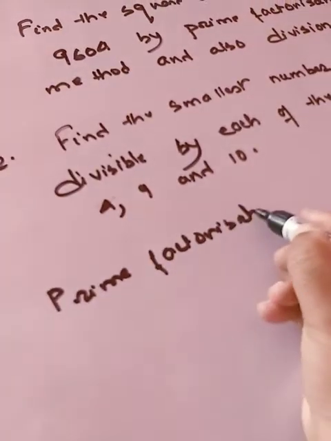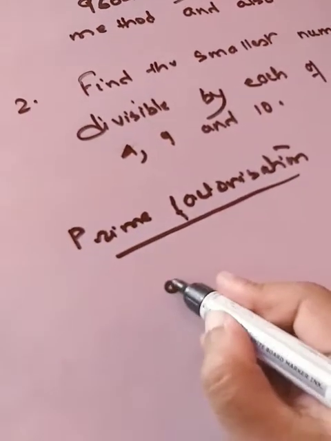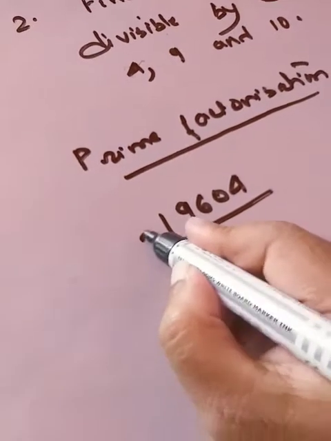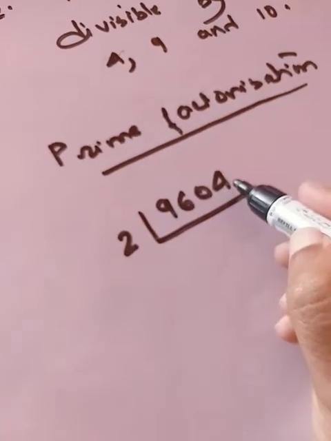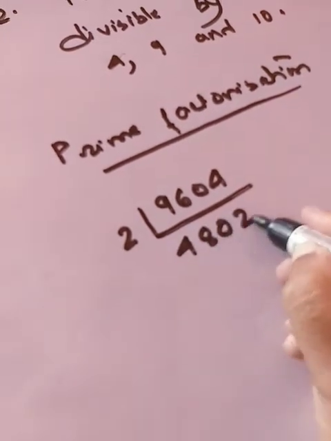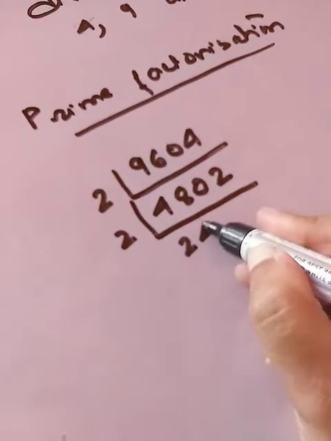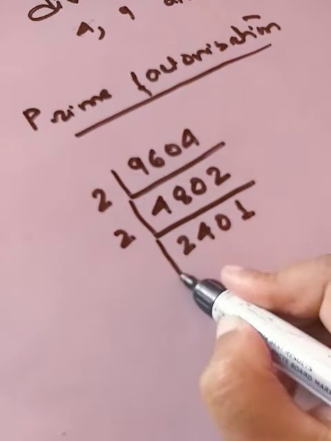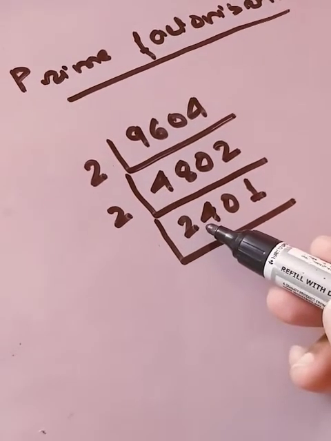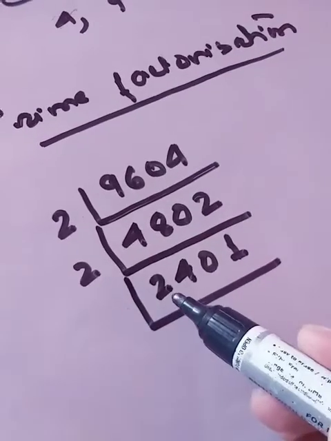If it is in the question paper that you find the square root by prime factorization method, then you will follow this process. So 9604. You have to do the prime factorization. It is divisible by 2 because the last digit is an even number. 2 4s are 8, 2 8s are 16, 0, 2. Now again it is divisible by 2: 2 2s are 4, 2 4s are 8, 0, 1. Now is it divisible by 2 or not? No, the last digit is 1, so it is not divisible by 2.